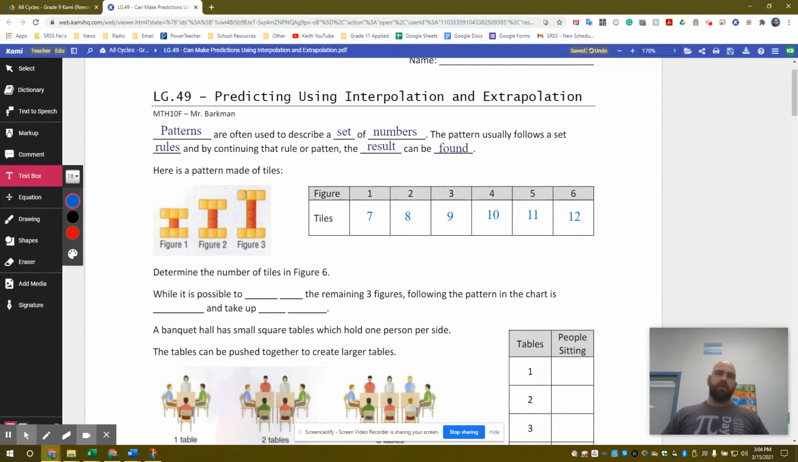Again, there'll still be the 6 yellow ones that we're using, and then there'll be 6 red ones as well. Now, while it is possible to draw out the remaining 3 figures, or even visualize those 3 figures, following the pattern in the chart is simpler, and will take up, number one, less paper. And maybe a little bit more specific to everybody here, it's going to take a lot less time. We can take a look at the pattern and see how much it's going up by each time, or we can take another pattern and see how it is going down each time.